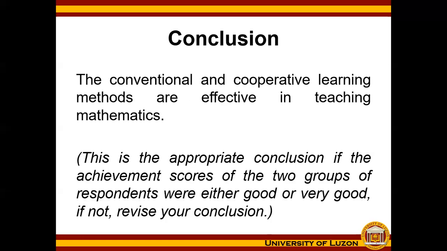So moreover, the conventional and cooperative learning methods are effective in teaching mathematics. So this is the appropriate conclusion if the achievement scores of the two groups of respondents were either good or very good. If not, then you revise your conclusion. Okay, so as earlier mentioned, this study is all about determining the effectiveness of two methods. The first is the conventional, and the other we have the cooperative learning in teaching mathematics. Okay, so this is for the conclusion.